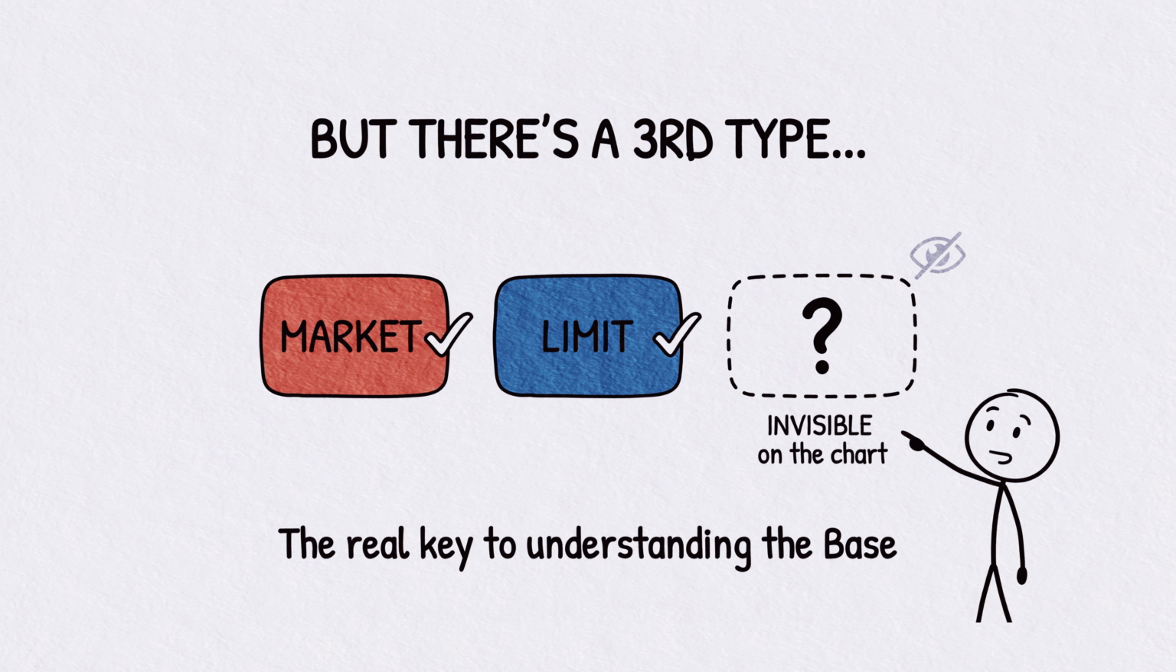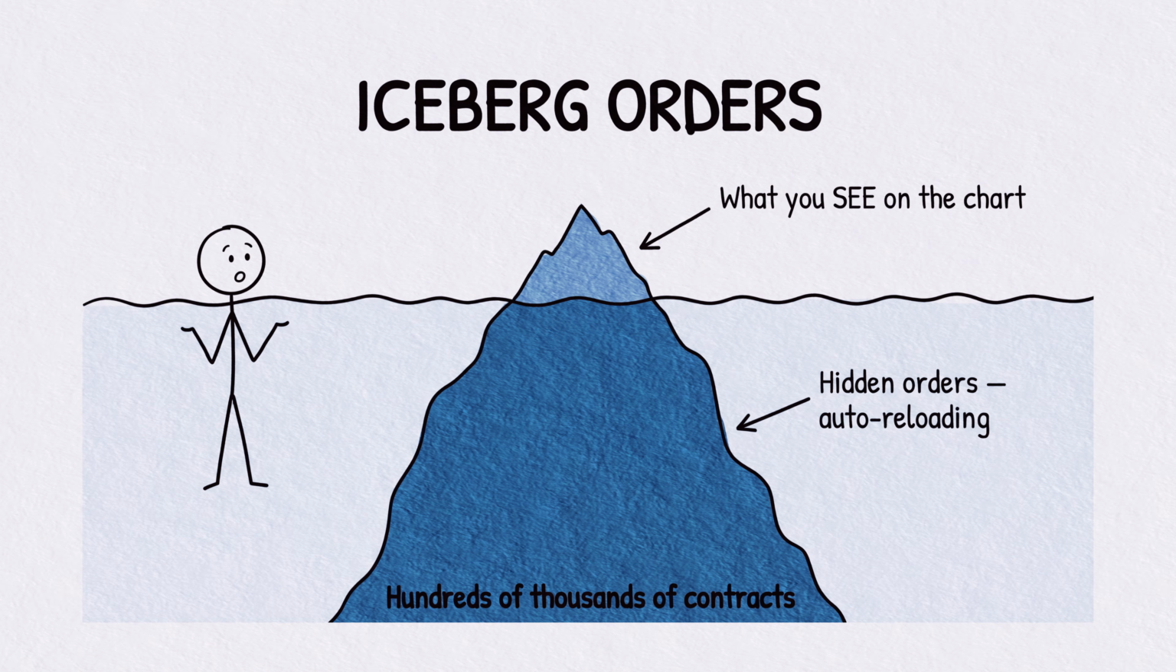Because there's a type of order you cannot see on the chart, and that order type is the real key to understanding the base. That order type is called iceberg orders. When a hedge fund wants to accumulate hundreds of thousands of contracts, they absolutely cannot dump them all at once. If they did, price would slip out of control.